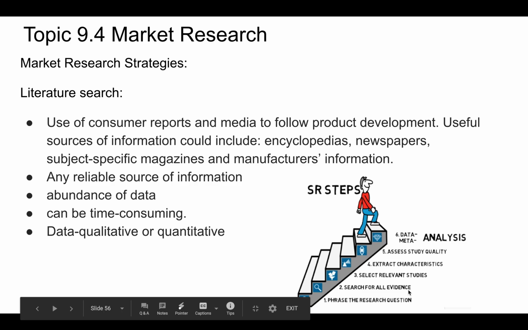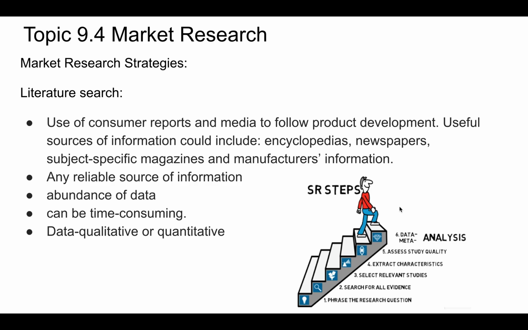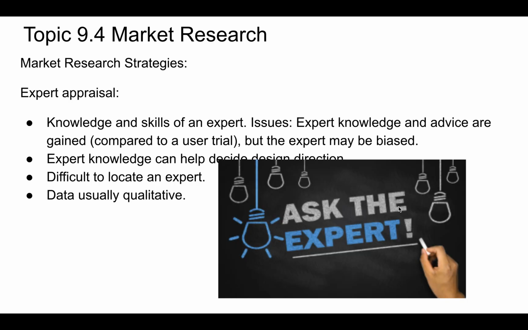And here are some steps to a classic sort of literature search. You have a question. You search for evidence about that question. You select relevant studies. You extract their characteristics and assess the study quality. And then you want to do what we call a meta-analysis. So that's where you keep going up and down the stairwell every time you do an evaluation, or every time you find a new piece of literature, and then you try to put that all together in the end. What is that telling us about our products?